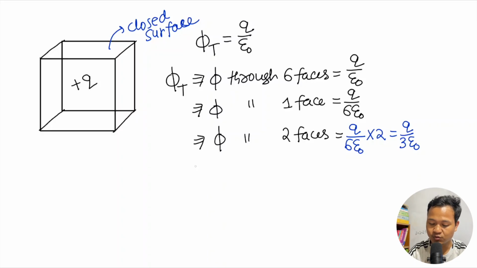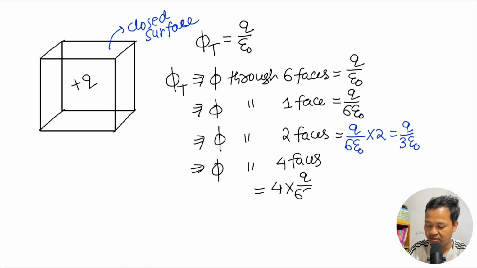If I ask you what is the flux through 4 faces, then 4 times Q by 6 epsilon naught, which gives 2Q divided by 3 epsilon naught. Sometimes in cube problems they ask you these things.